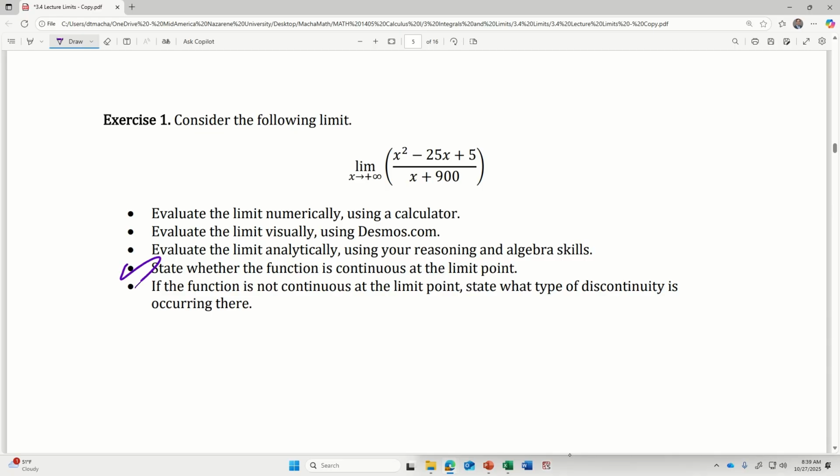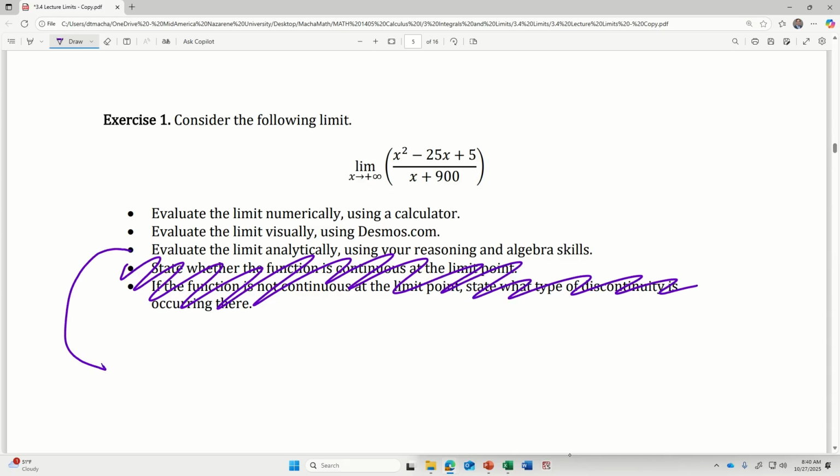Again, the last two questions don't matter because the limit is approaching infinity. And I could do numerically and visually, but those are easy. You guys can figure those out. What I want to do instead is ask the question, how could I figure this out analytically?